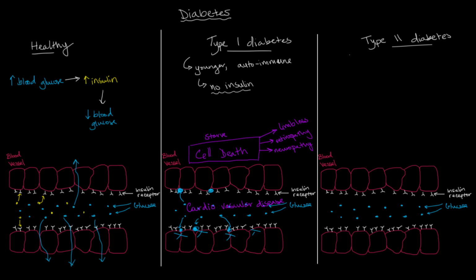So unlike type 1 diabetes, type 2 diabetes is usually onset older in life. And unlike type 1 diabetes that's autoimmune, this has nothing to do with your immune system. And you still produce insulin, but it's insulin resistance.